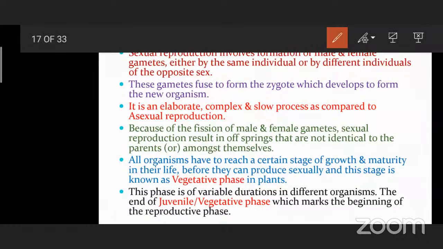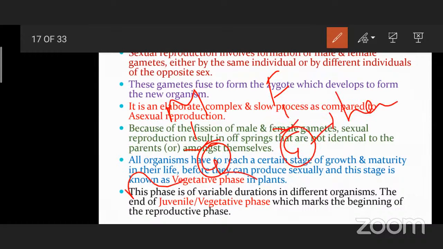In sexual reproduction, male and female participate as different individuals of the opposite sex. The male forms the gamete, and the female also produces the gamete. These are haploid in condition. When both gametes fuse, they form the zygote, that is 2n condition, the diploid zygote, which forms the organism.